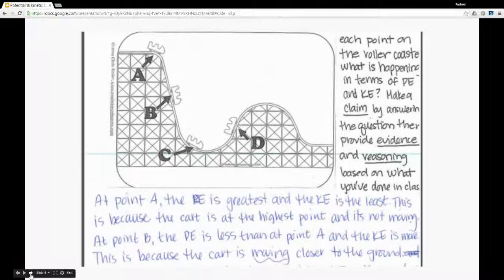Next, we'll look at cart B. So cart B is here a little further down the track. So at point B, the potential energy is less than at point A, and the kinetic energy is more. This is because the cart is moving closer to the ground. So moving means that it has kinetic energy, where before it didn't have any kinetic energy because it wasn't moving, but it's getting closer to the ground, which is causing the decrease in its potential energy.